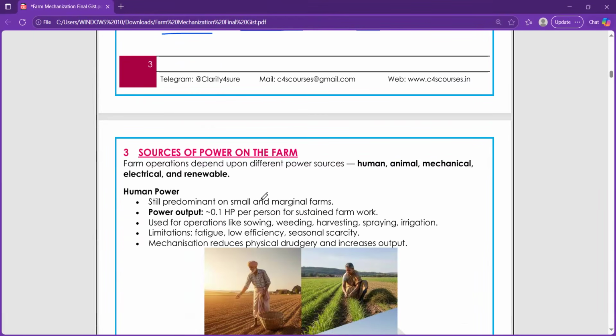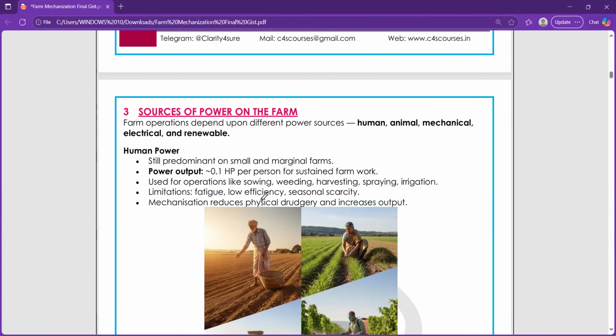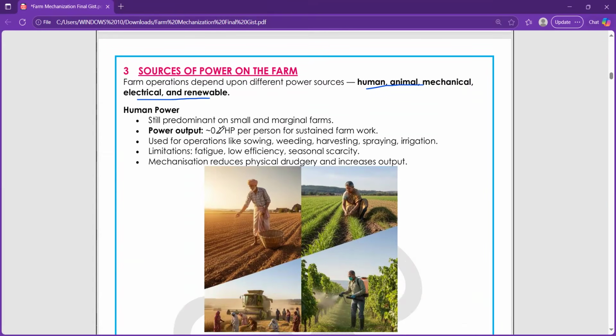Let's see the power sources which are used under mechanization. The power sources are human, animal, mechanical, electrical, and renewable. Human power is still predominant and generally used by small and marginal farmers. It has a power output of about 0.1 HP per person, which is sustainable and can be useful for certain farm works.